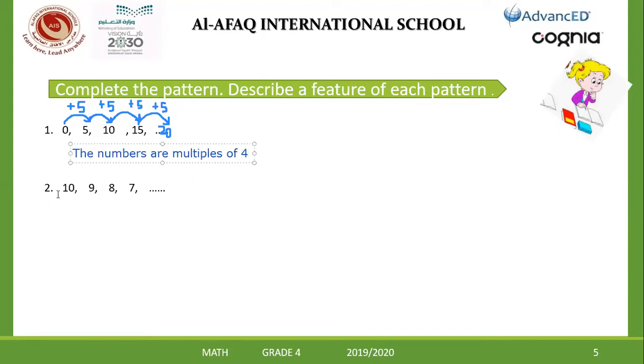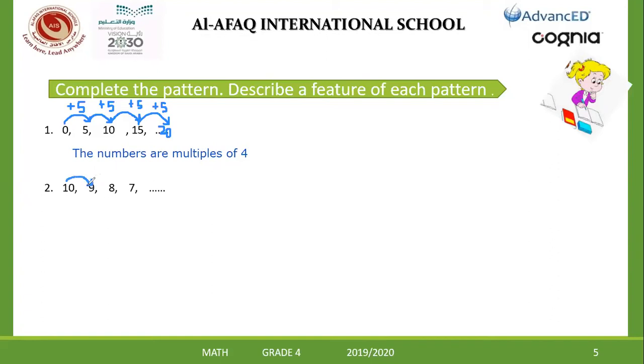Next one, I started with 10, then 9, then 8, then 7. What do you notice here? The numbers are decreasing. So it means the operation is subtracting, because the numbers are decreasing. If I go down, which operation is it? Subtraction. So you can say I started with 10.